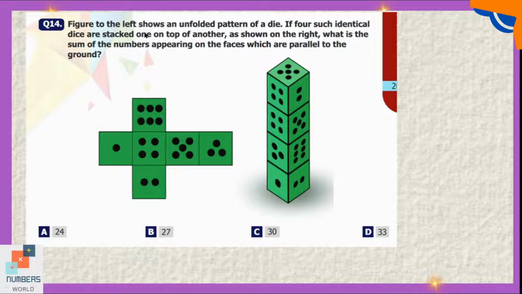Question number 14, figure to the left shows an unfolded pattern of a die. If four such identical dice are stacked one on top of another as shown on the right, what is the sum of the numbers appearing on the faces which are parallel to the ground?